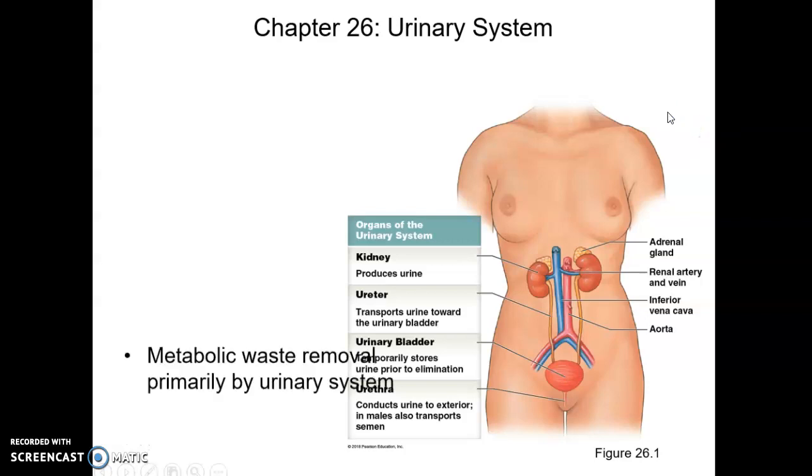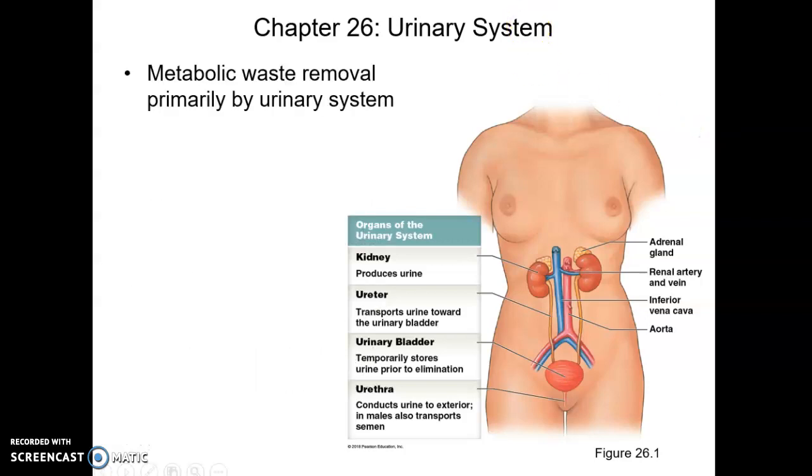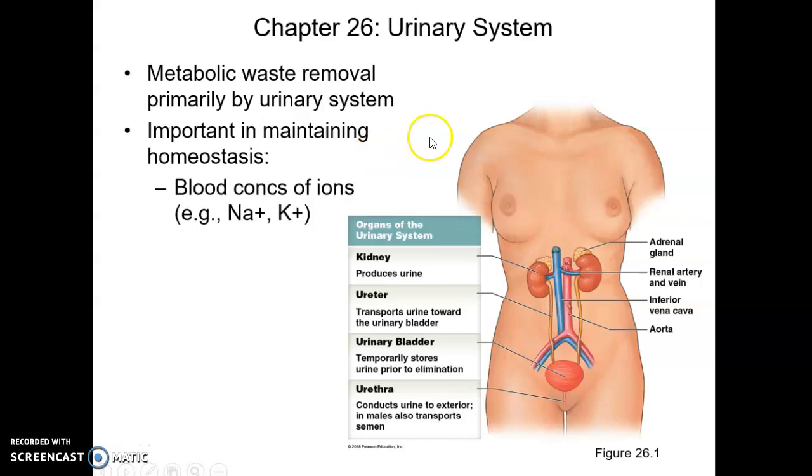Chapter 26, the urinary system. Main function is removal of metabolic waste produced by cells. Also important in maintaining certain homeostatic levels like blood concentration of important ions like sodium and potassium. Also important in maintaining blood volume and pressure.